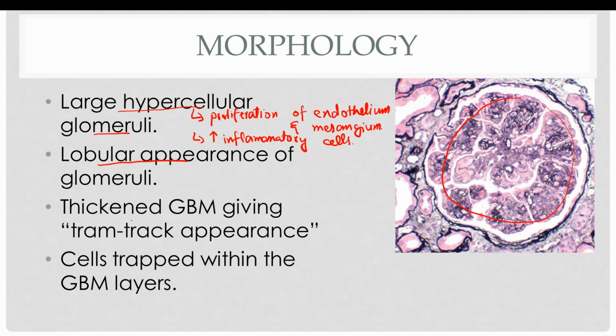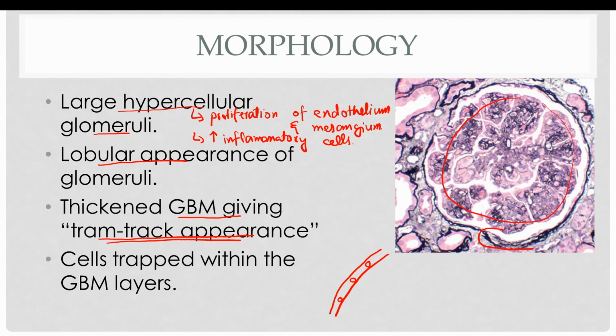The classical differentiating feature of membranoproliferative glomerulonephritis is a thickened GBM giving a tram track appearance. So this is the glomerular basement membrane and these are the inflammatory cells or endothelial cells. What happens in this case is a new glomerular basement membrane is laid down with the cells trapped within the glomerular basement membrane. So this gives a typical tram track appearance to the glomerular basement membrane.